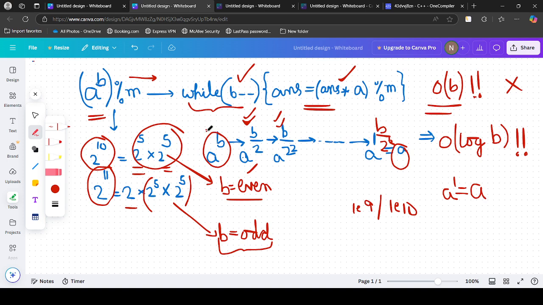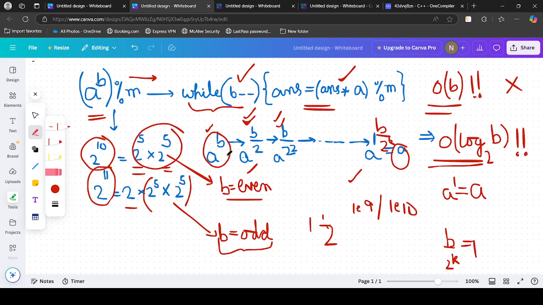So initially we are finding a power b and we finally go to a power 1, and the power is gradually decreasing in terms of power 2. So the time complexity of this is O of log b because it is b initially, b by 2, and b by 2 square and so on. So lastly it is b by 2 power k, so it is 1. So k is equal to log b to the base 2.